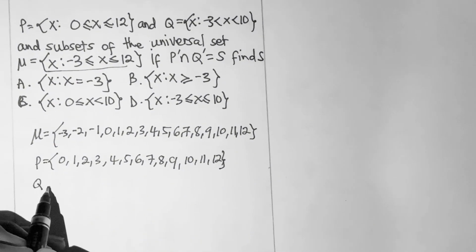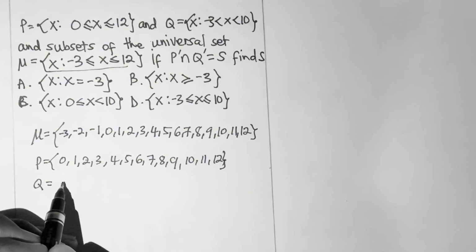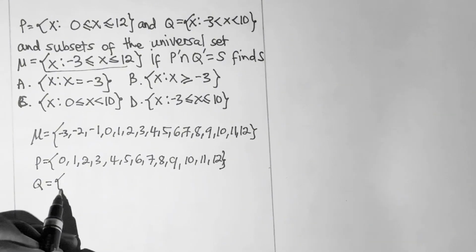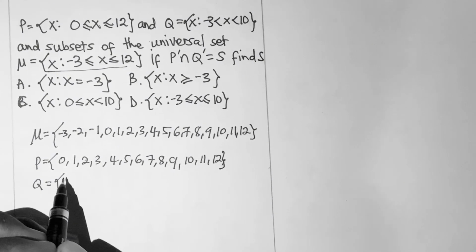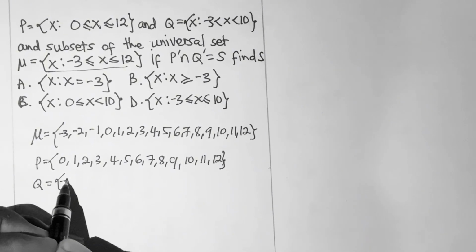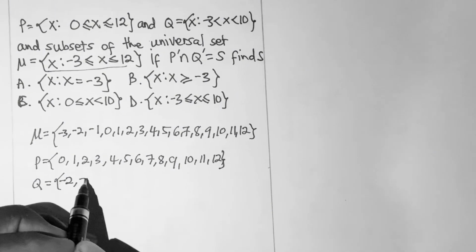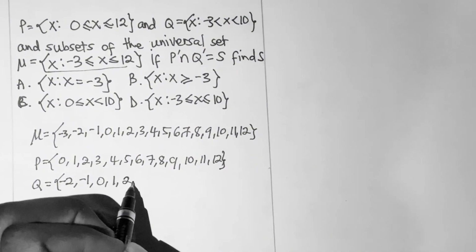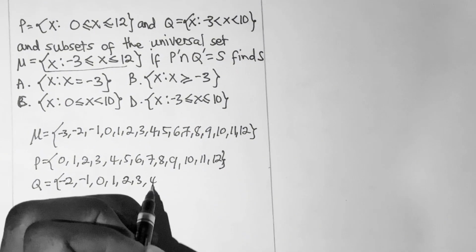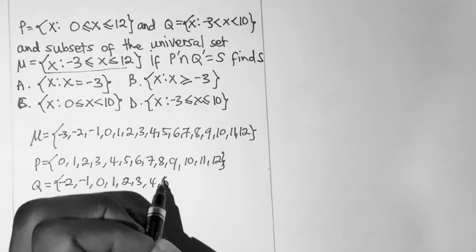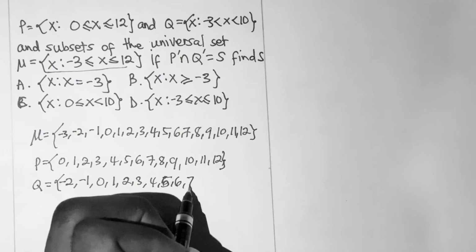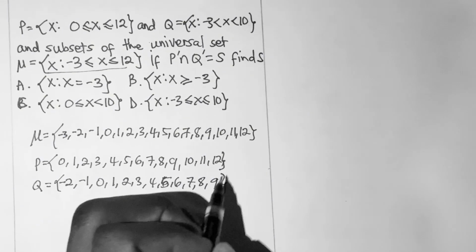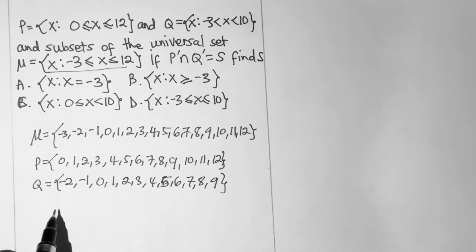Then Q. x is such that x is greater than minus 3 but less than 10. Since it's greater than minus 3, you have to start from minus 2, minus 1, 0, 1, 2, 3, 4, 5, 6, 7, 8, and then 9. But it is less than 10, so we need to end at 9.